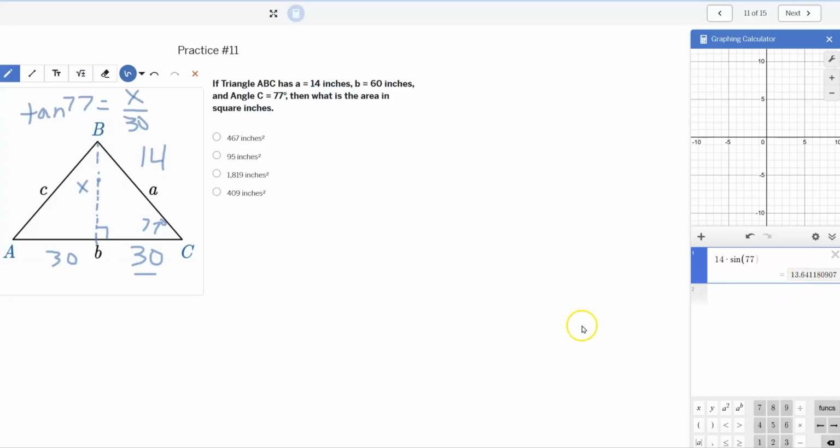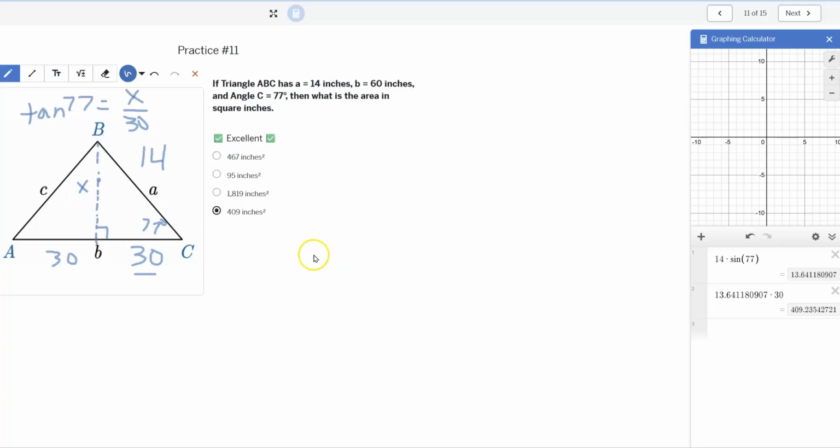So again, it's 1/2 times base times height, and then we could double it, but we don't need to do that. So we'll do 13.6411809007 times 30, and I get 409 if it was rounded to the nearest inch. So 409 inches. Again, not one you'll have to worry about on the test here, but we turned that problem into a trigonometry problem, so it kind of made that useful.